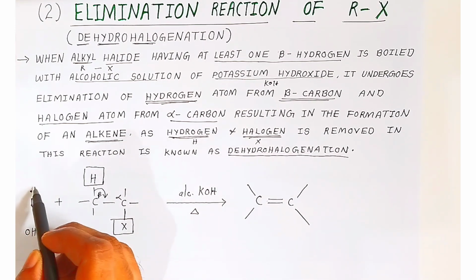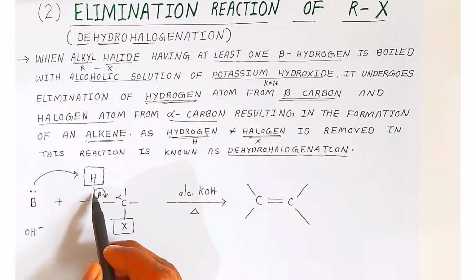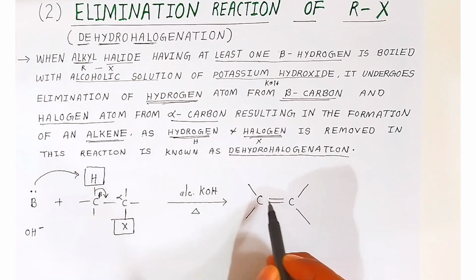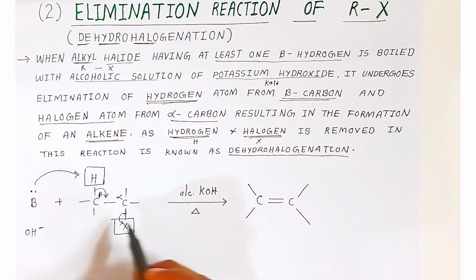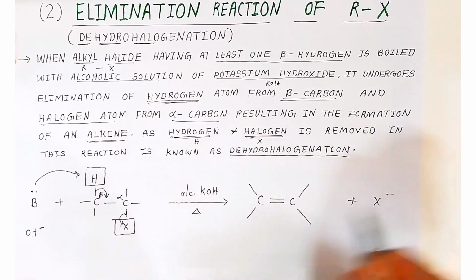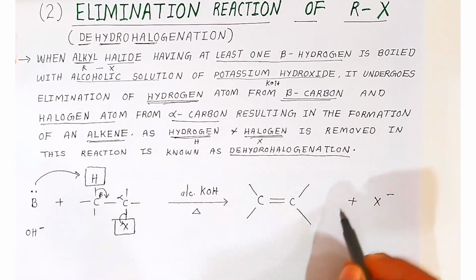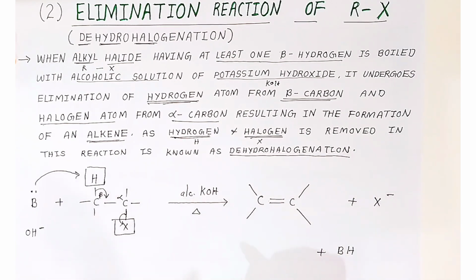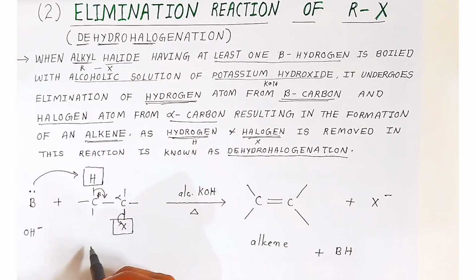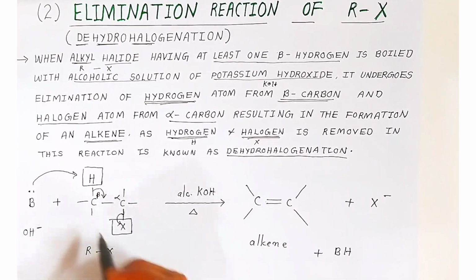So what happens students, this base will abstract the proton, only the proton. These two electrons will migrate here and form the double bond. This halogen, along with its bond, will come out. So a halide ion will come out and there is a formation of BH. Understanding students? When BH forms, the halide is removed. This way there is a formation of alkene. Alkene is formed from this alkyl halide, which we have taken in general.